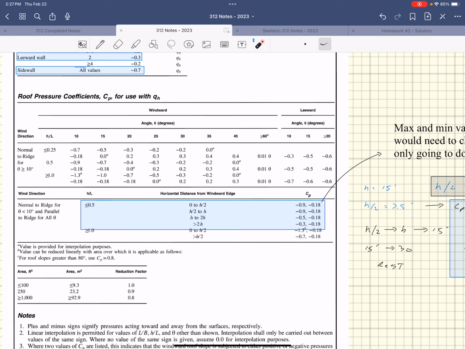It's going to be from 0 to H over 2. We're going to have a CP of negative 0.9. From H over 2 to H is going to be negative 0.9. From H to 2H, it's going to be negative 0.5. And for all values greater than 2H, it's going to be negative 0.3, right? You'll notice that they give us two values. There's these guys and these guys, right?